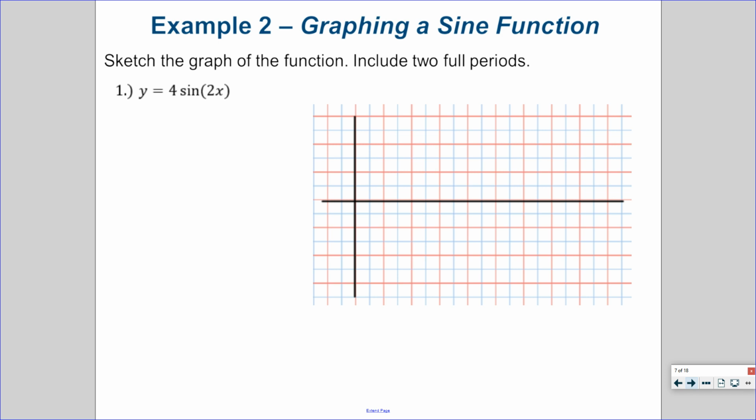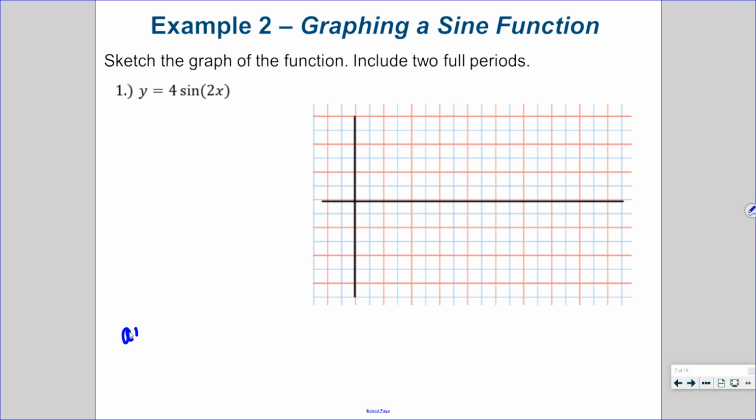Because there's a lot of different things we need to look at. Okay. Sketch the graph of the function. Include 2 full periods. So basically, the 2 characteristics you want to find right away when graphing are the amplitude and the period. If you know those 2 things, which we just practiced finding, then you're golden.